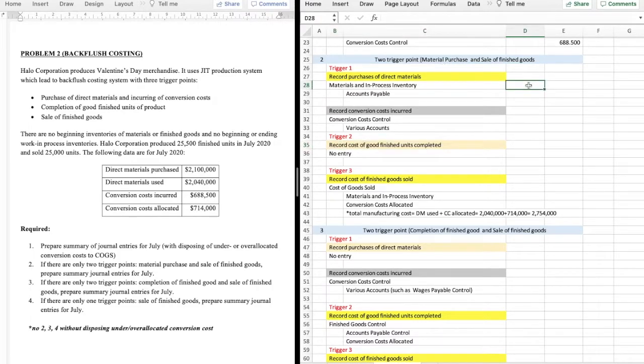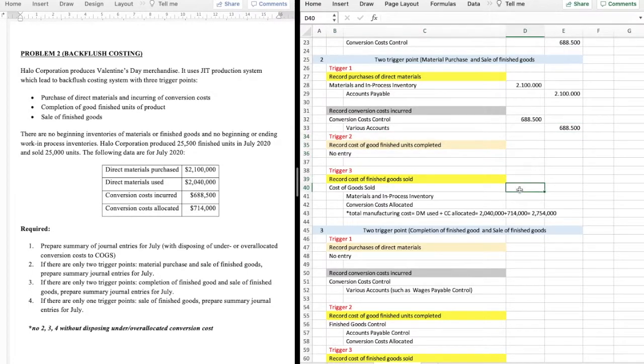It is actually the same as number 1 when we are purchasing the materials. We are using the amount of direct materials purchased here, and also for the credit side. And for the conversion cost, we are using the amount of the conversion cost incurred, that is 688.5, and same for the credit side. And we are skipping trigger 2 because it is not required.